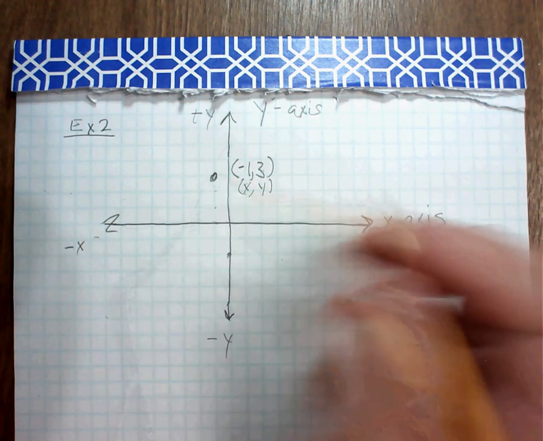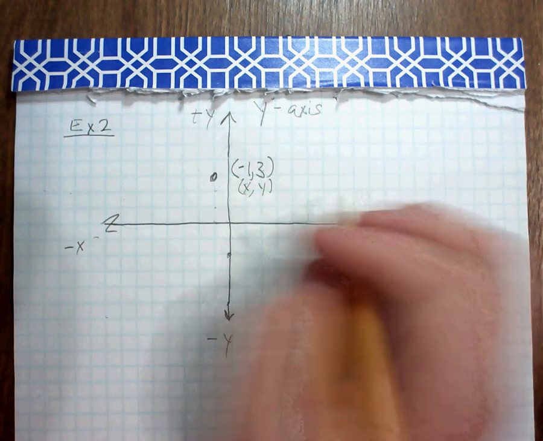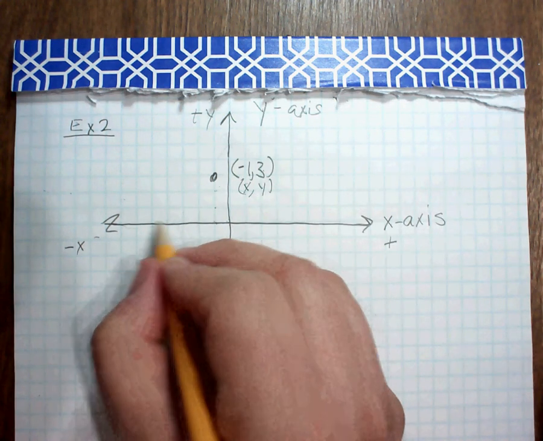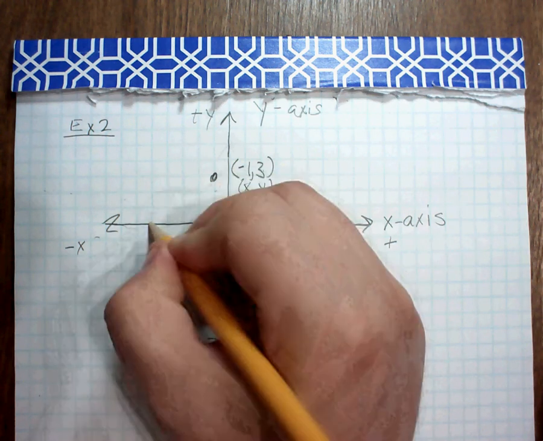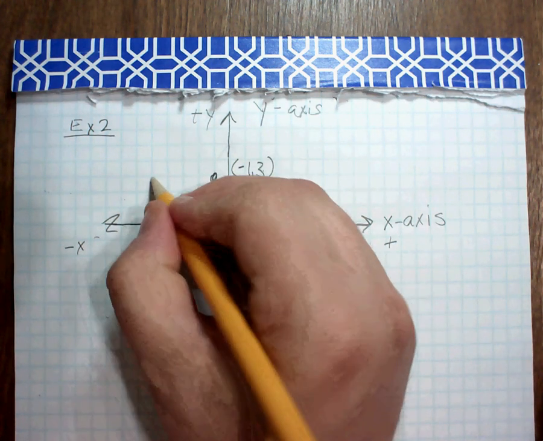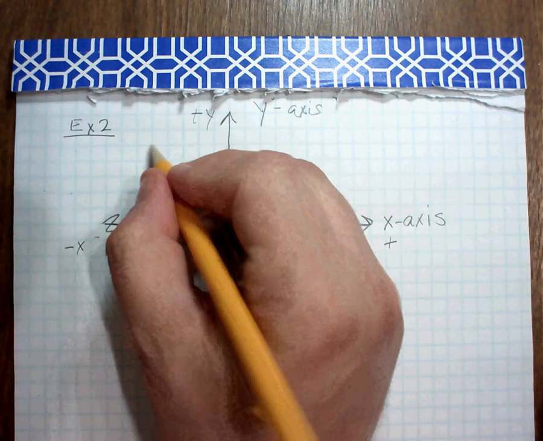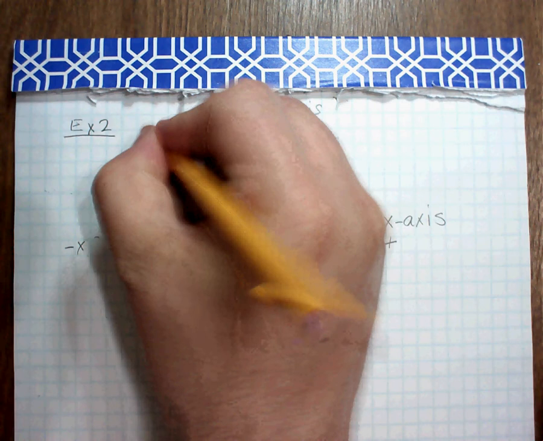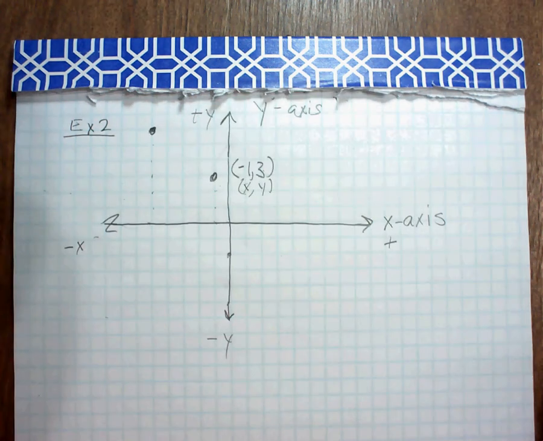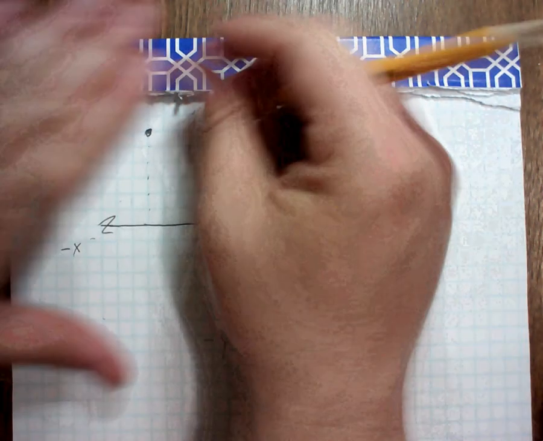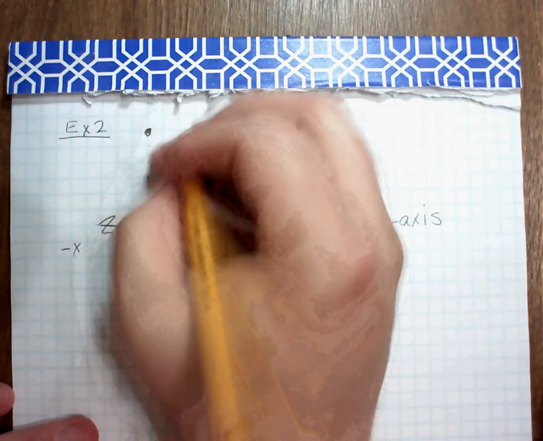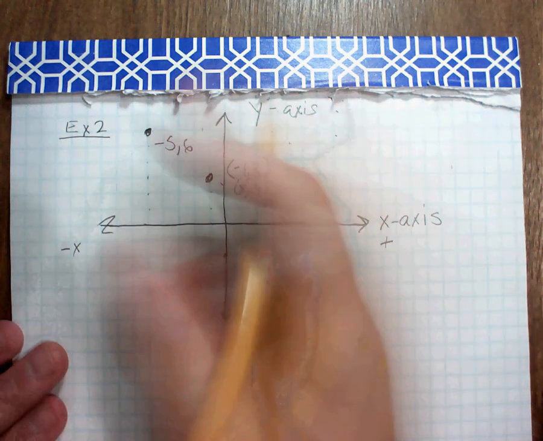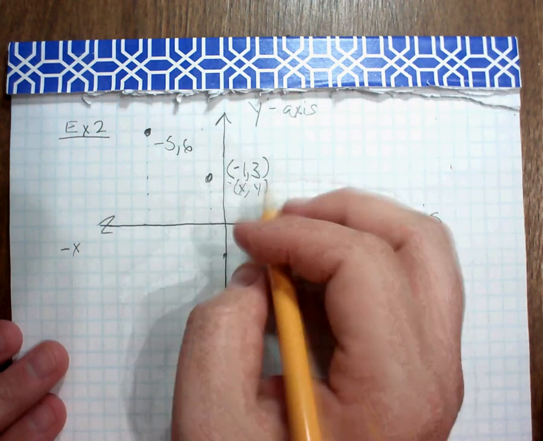We also have another point on the line which is negative 5 comma 6, which means I'm going to go 1, 2, 3, 4, 5 units to the left, and then I'm going to go up 1, 2, 3, 4, 5, 6. So this point right here is on the line. Okay? Now that point right there is negative 5 comma 6. Now these 2 points are part of this circle.